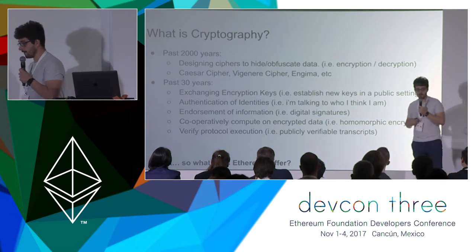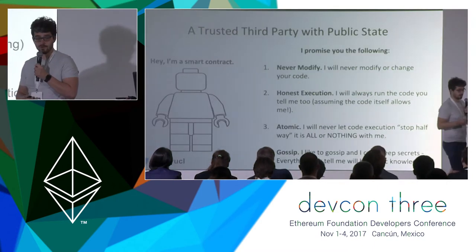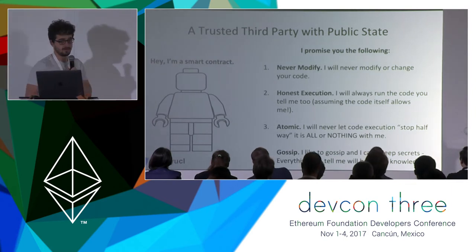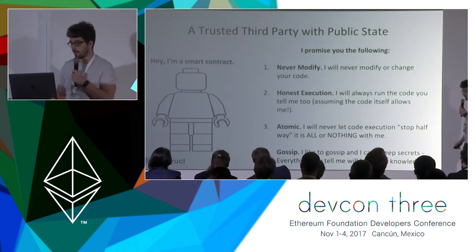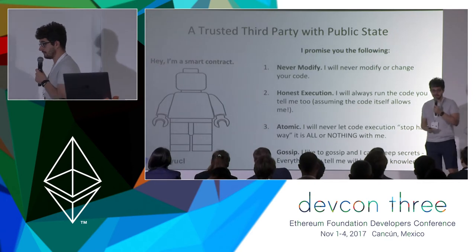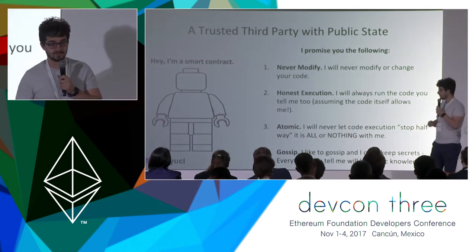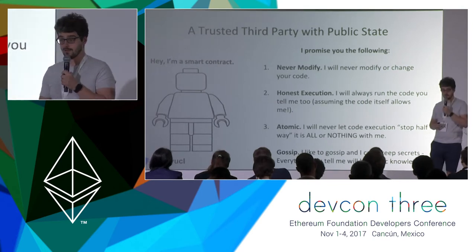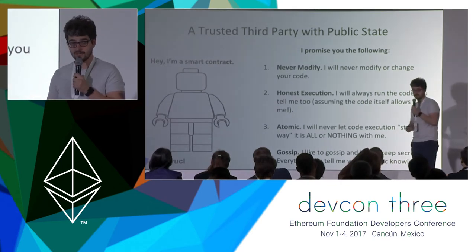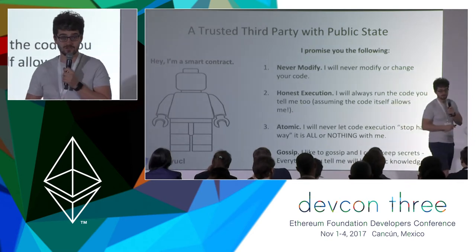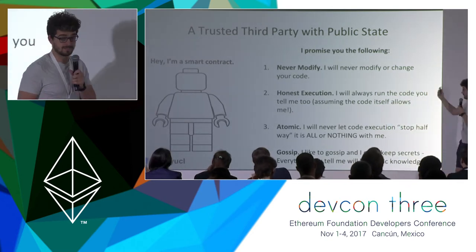So as a cryptographer, when you look at Ethereum, you wonder, what does Ethereum offer? Well, another goal of cryptography is to minimize trust. We want to remove as much trust from this system as we can. But in every system, there's always a little bit of trust. So when we design a system, sometimes there's a trusted third party. But what's really cool about Ethereum is that a smart contract can be your trusted third party with public state.